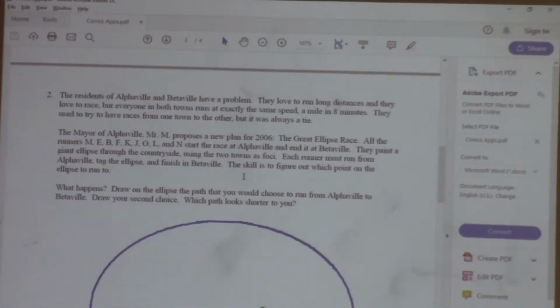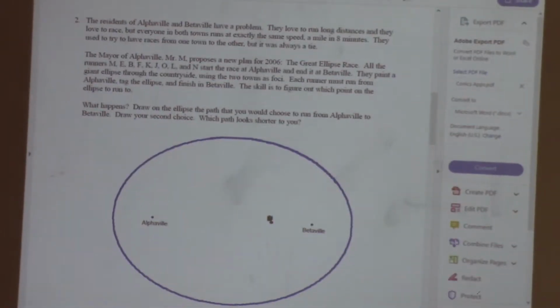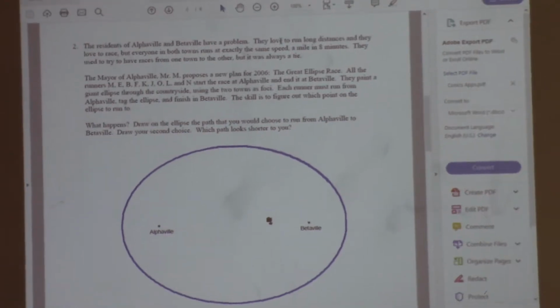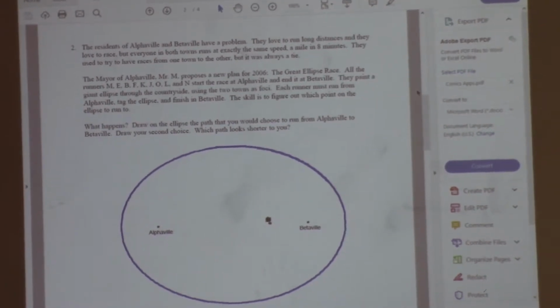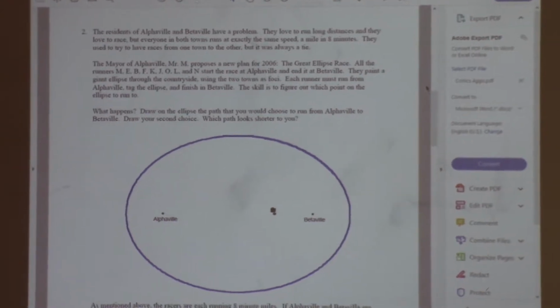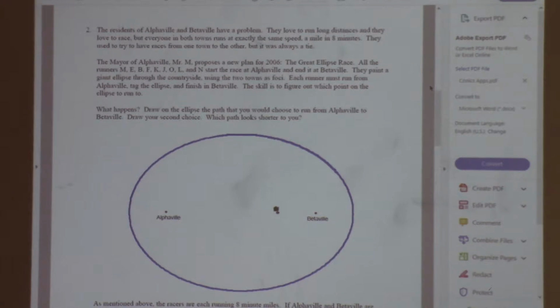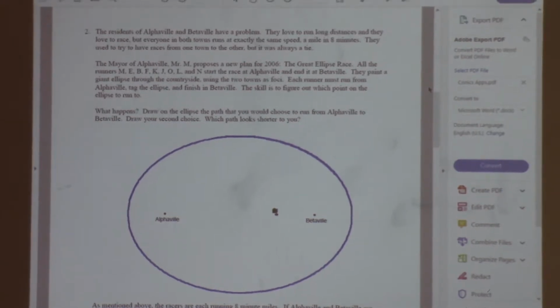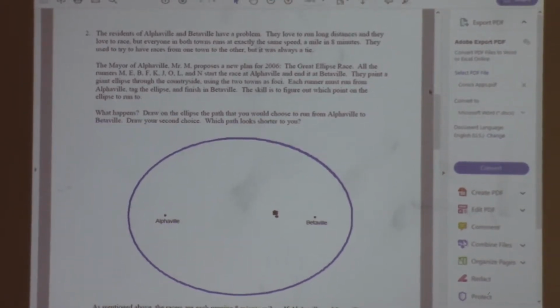Now, here's a story. The residents of Alphaville and Betaville have a problem. They love to run long distances and they love to race, but everyone in both towns runs at exactly the same speed, a mile in 8 minutes. They used to try to have races from one town to the other, but it was always a tie. Silly Alphaville and Betaville, you all run at the exact same speed, so every race is a tie. What are they going to do?